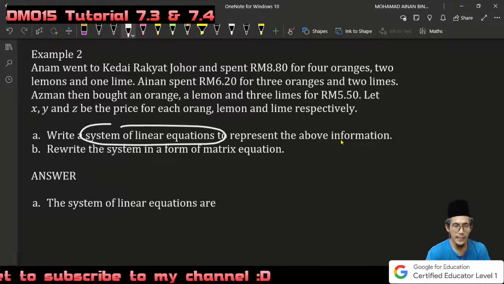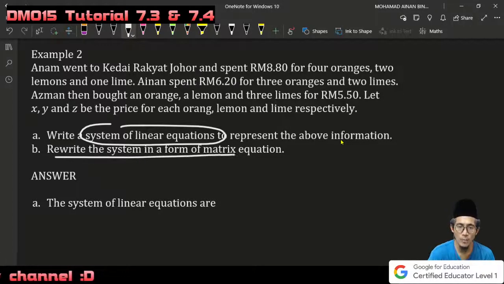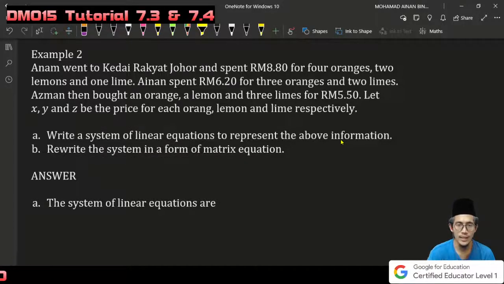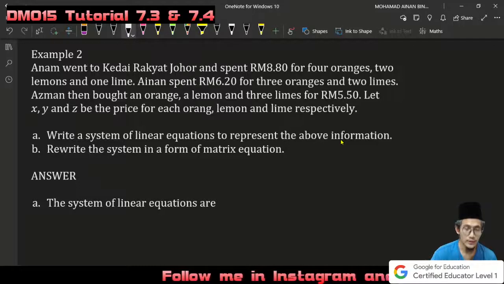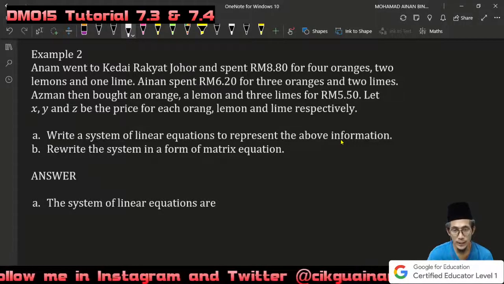Okay, and then afterwards, the question asks us to rewrite the system in the form of a matrix equation. Now, there is a faster and more practical way of doing it. Just bear with me. The way is we use a table. Okay, we form a table.